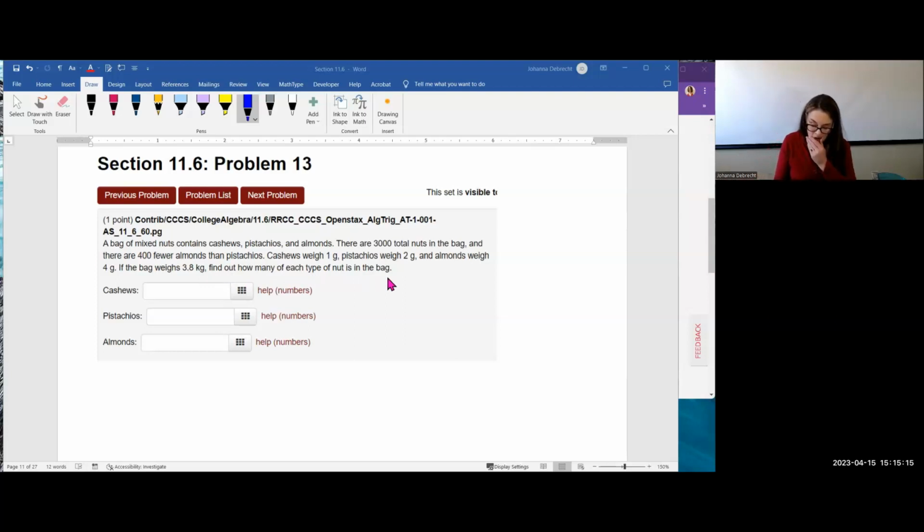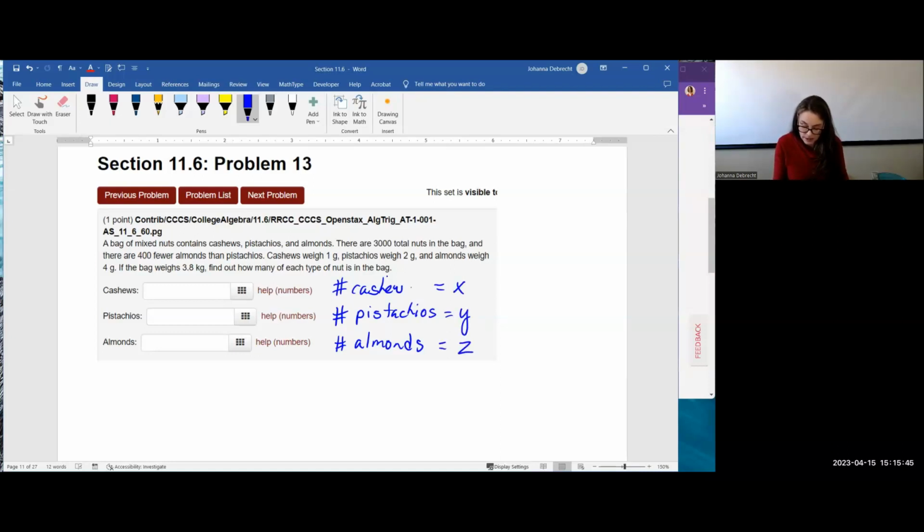Okay, well, they want to know the number of cashews, the number of pistachios, and the number of almonds, like counting them, how many are there? Now, I could let cashews be X, and I could let the number of pistachios be Y, and the number of almonds be Z.